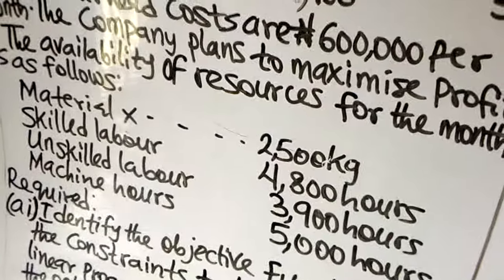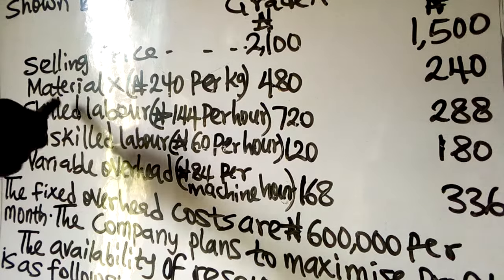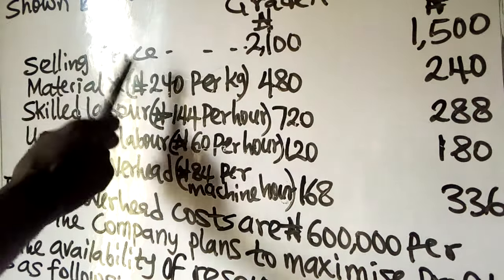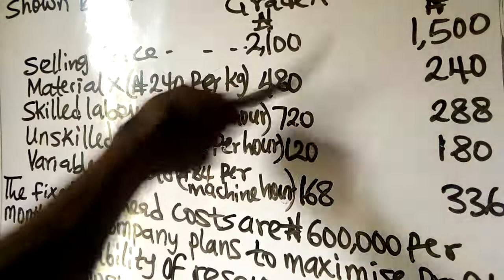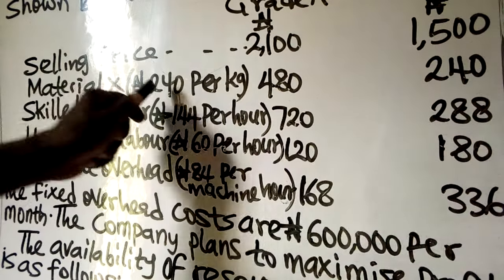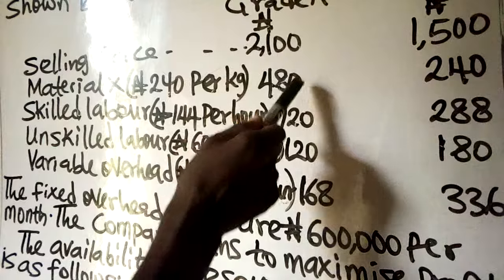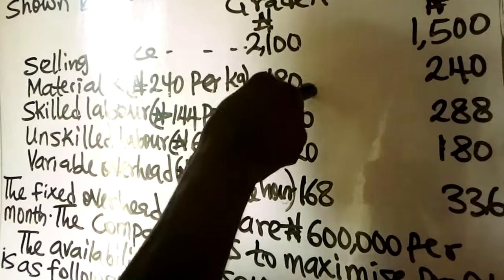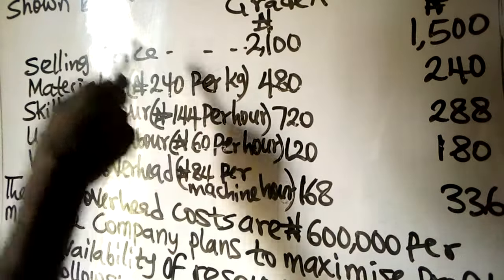2,500 kg of materials. Then if you go back to where you have the cost structure, cost information, you have material X. And you were told it's 240 naira per kg. And the cost for grade A is 480. And for grade B is 240. If it is 240 naira per kg, that means a certain number of kg will have been required before the cost of 480 naira will be incurred. Remember, you have been told that it is 240 naira per kg.